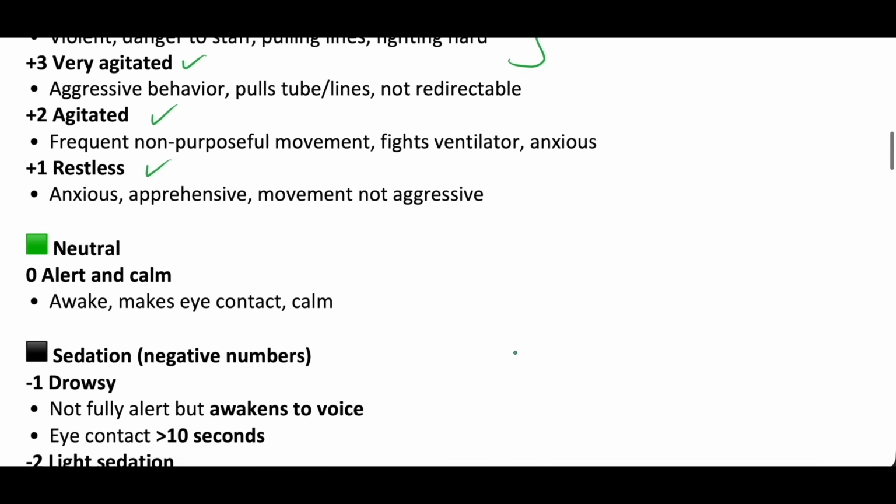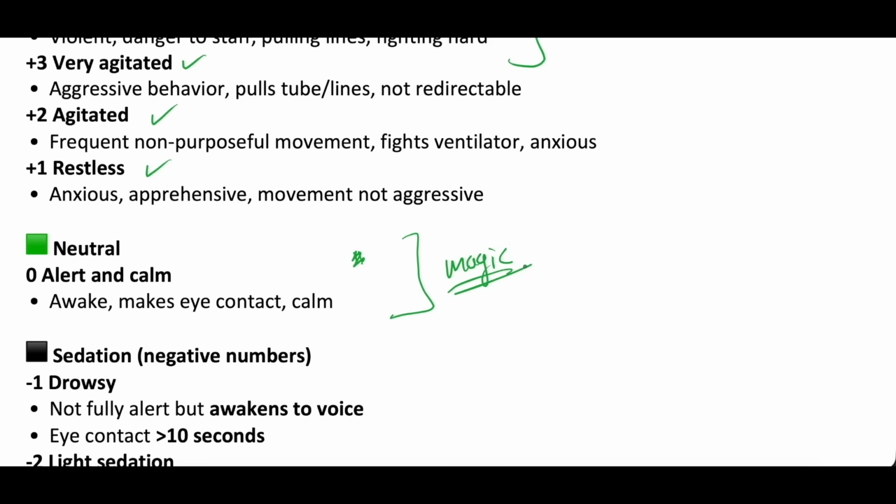A RASS of 0 is the porridge that's just right. They're alert, they're calm, they're awake. They make eye contact with you. This RASS 0 is where the magic happens, right? That's where we want all of our patients. We want them awake, calm, comfortable, and able to interact. So that RASS of 0 is that number there.